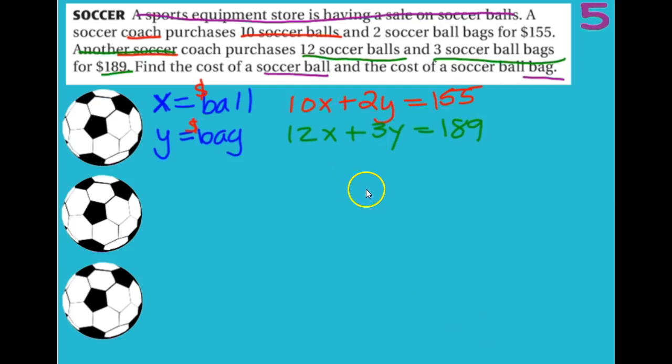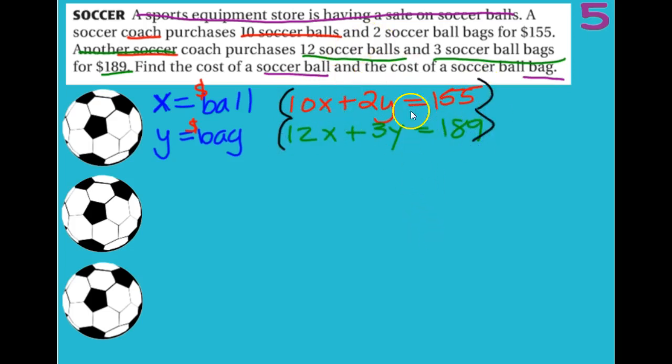Now we need to solve them to figure out what's X and what's Y. So first, neither of these are multiples of another. 10 times something is not going to give me 12. 2 times something is not going to give me 3. But 2 and 3 are a lot smaller numbers to multiply our equations by in order to get them to eliminate.